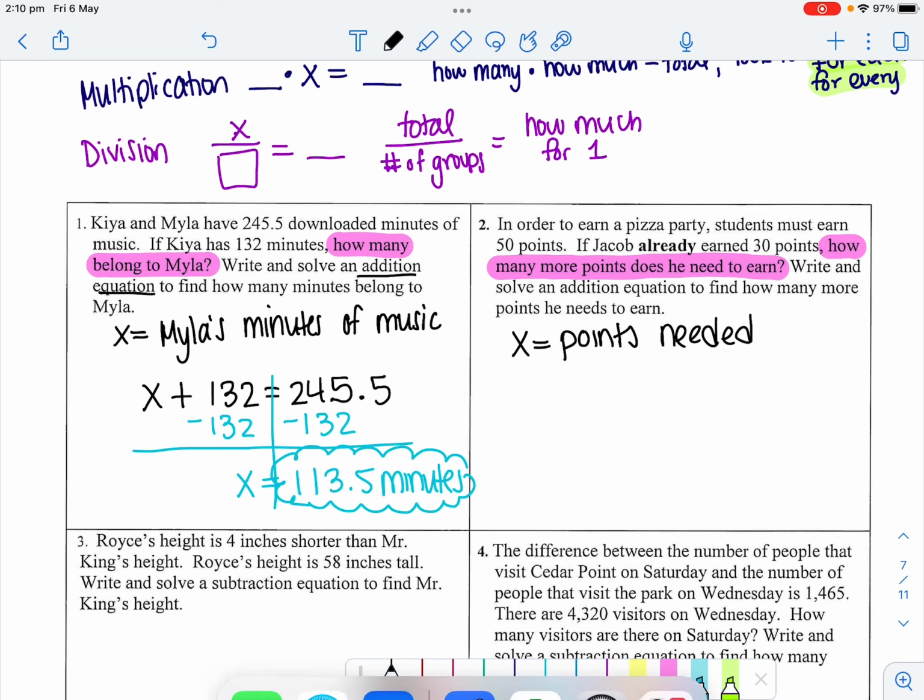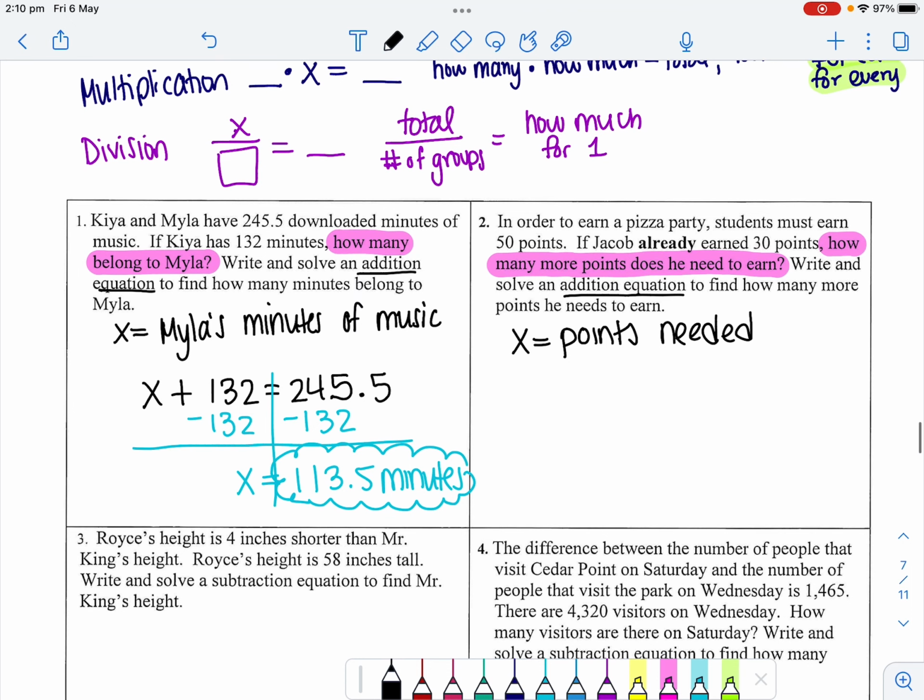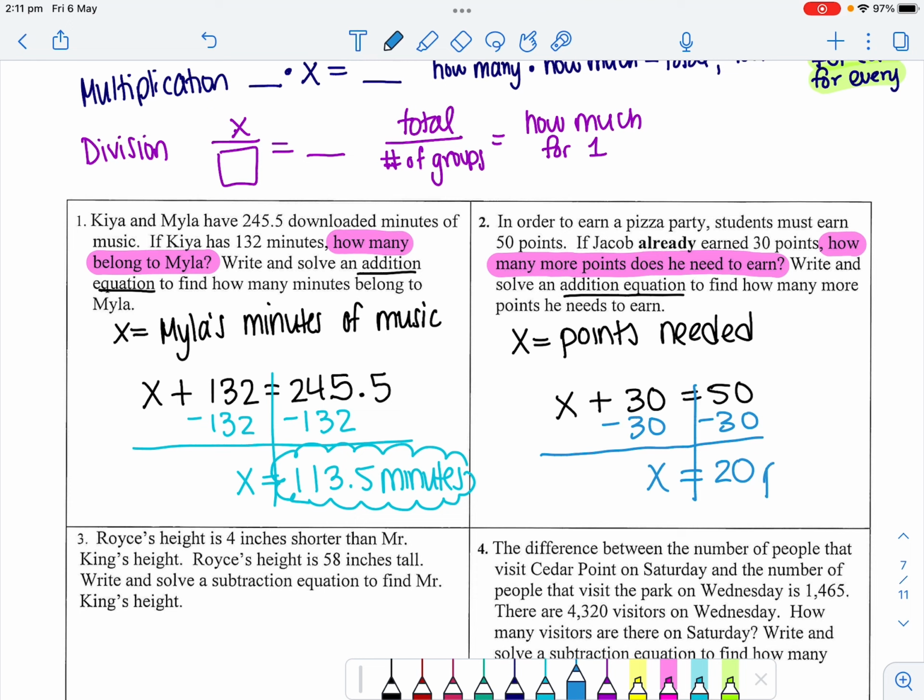Write and solve an addition equation. So I know it's going to be x plus something is equal to my total. The points I need plus the points I have is equal to the total number of points. So x plus 30 equals 50. I'm going to solve by subtracting 30 from both sides. So x equals 20 points. And notice when I solve my equation, I am including a unit as part of my answer.